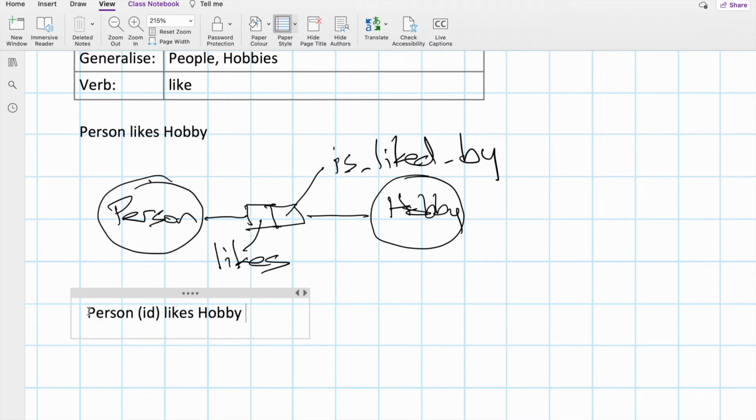Because there's going to be many people that like basketball or European handball. So I'm just going to put after it, name, done. Now I'm not going to redraw the whole diagram. I'm going to add to the diagram, but I'll do it in blue.